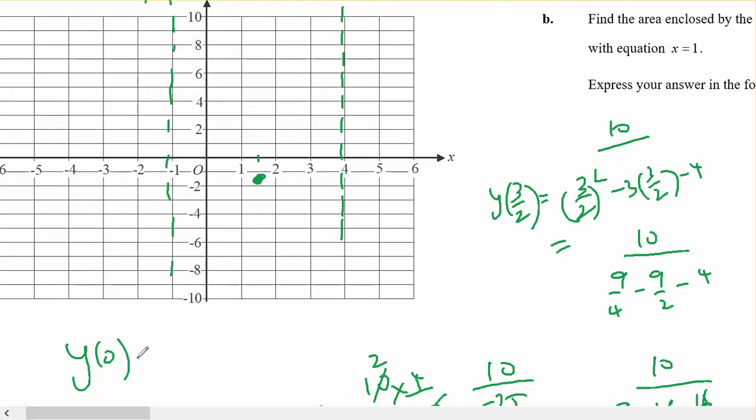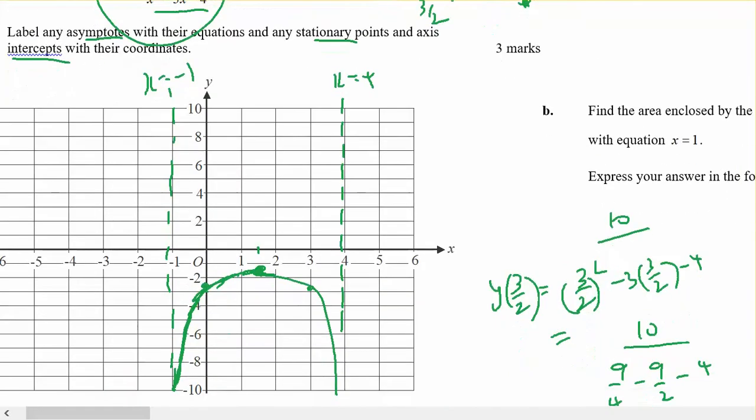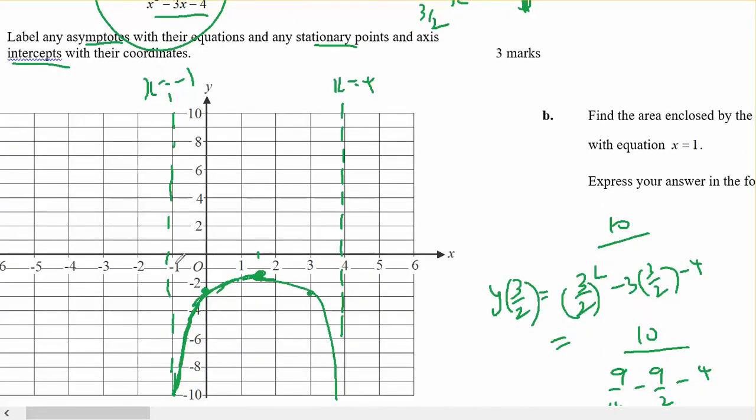And y of 0 is going to be 10 on negative 4, which is minus 2.5. So I've got this here. Okay, so I've got enough to be able to draw that. So I know that we are now going to be up here. So I might just choose negative 2.